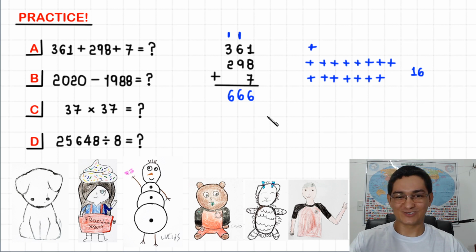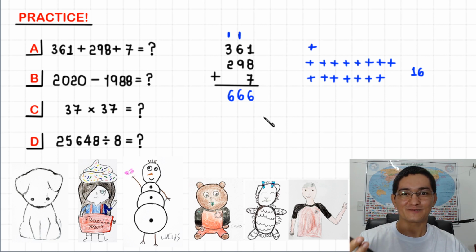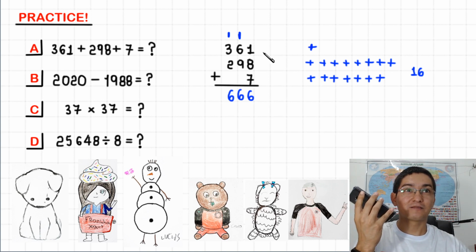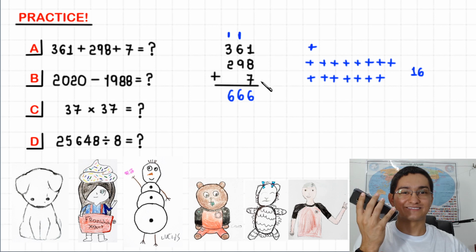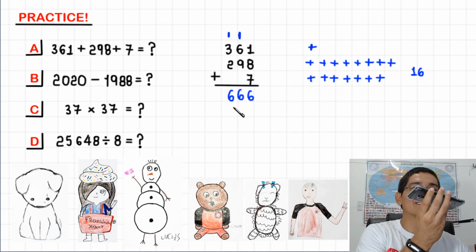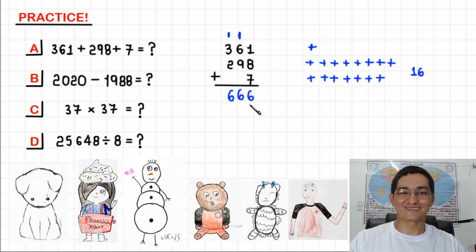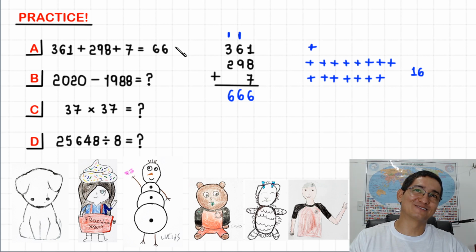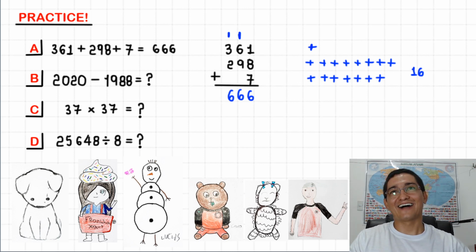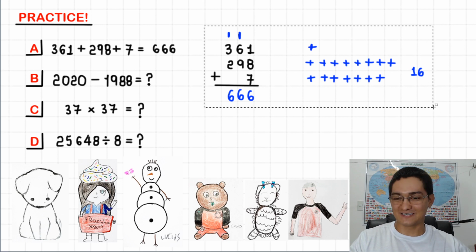That was not intentional, okay? Let's check with Google Assistant. What is 361 plus 298 plus 7? The answer is 666. Let's write it here. We are happy because we found the right result, right? So the result for part A is 666. Now I will erase this and we continue.